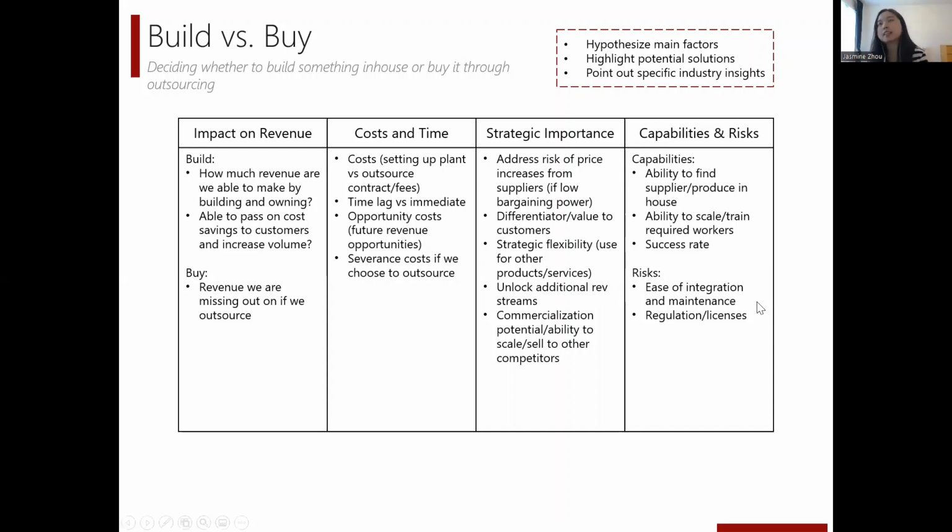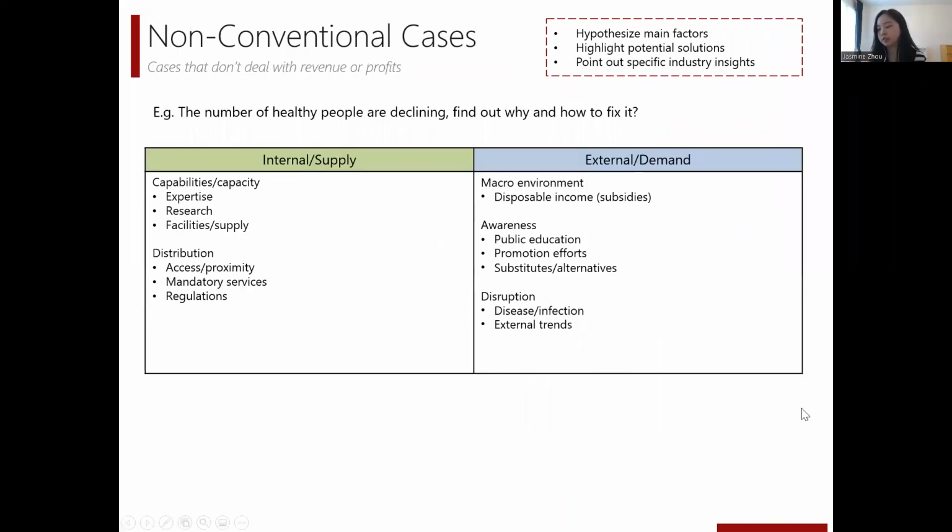And then the risks is obviously the ease of integration. If we do outsource it, maybe it's not too easy to integrate it with our services. And then the maintenance required if we do it in-house, and also regulations and licenses that we would have to obtain if we were to do this in-house. So that is build versus buy.